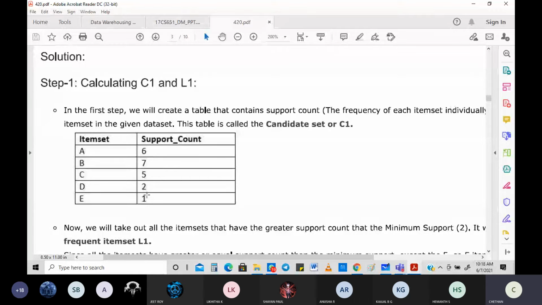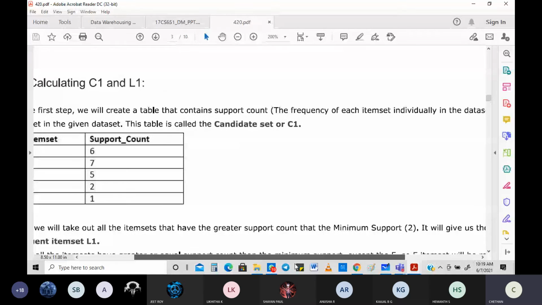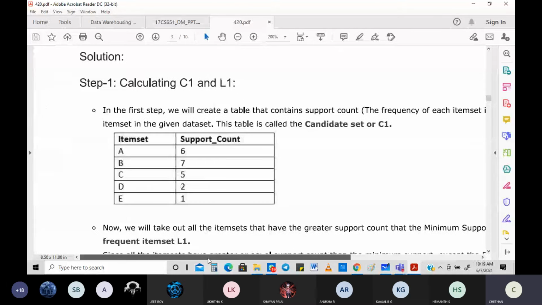Now very clearly, just by looking at it, we can figure out one important thing. What is that? Minimum support is 2. We have taken all these five support counts, and you can see clearly here, minimum support is 2. Anything less than 2, we are going to take it off. Now we are going to take out all the items that meet the minimum support of 2. It will give us a table of frequent item sets, L1.